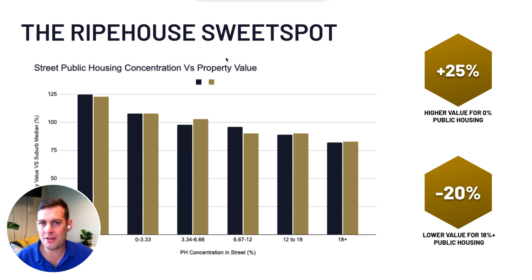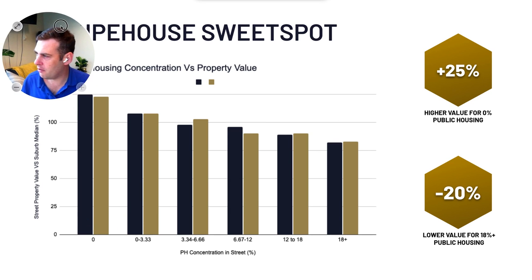But I wanted to take you through this graphic here because this explains how the street level concentrations of public housing in every street across Australia, versus the suburb overall, are impacting property values for the properties in those streets. What we can see here is, if we consider property values across the suburb, medians are at the 100 percentile line.